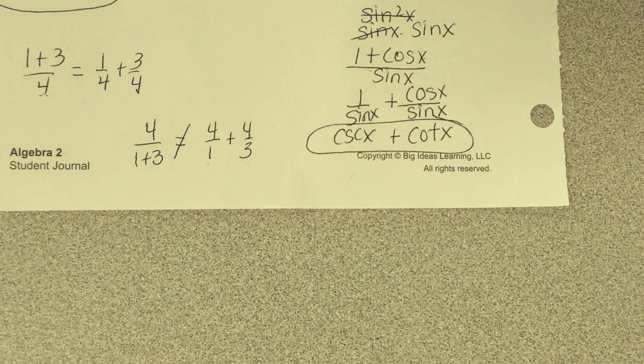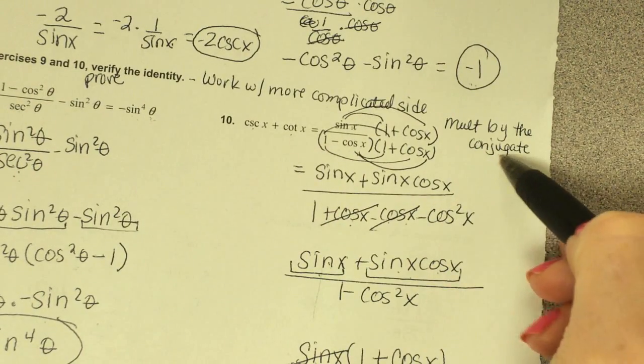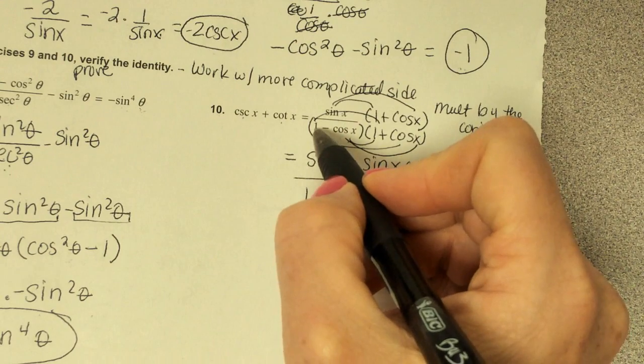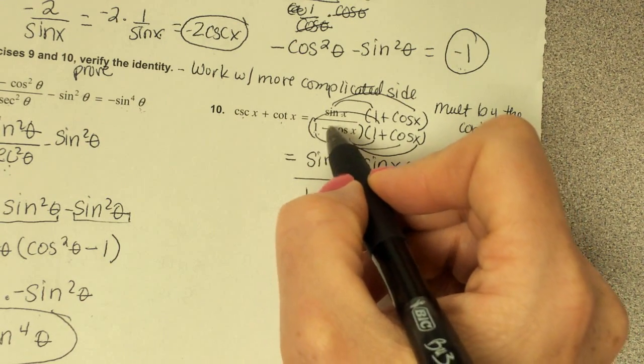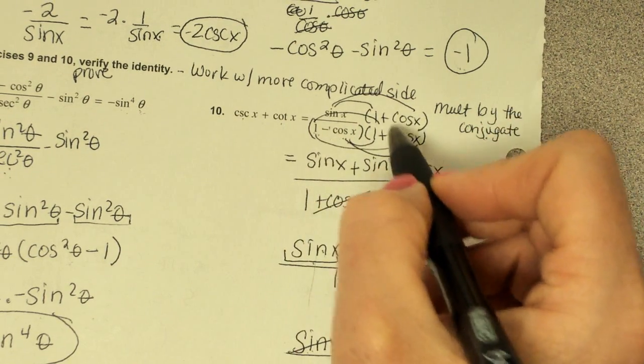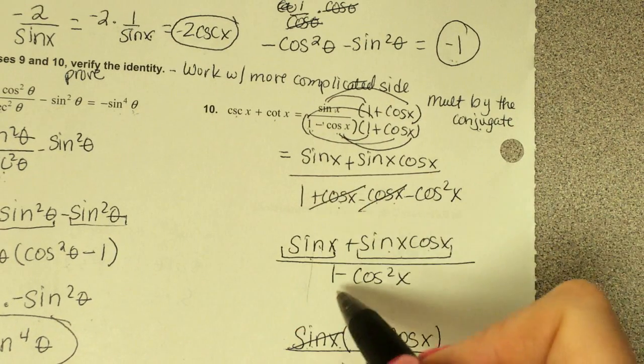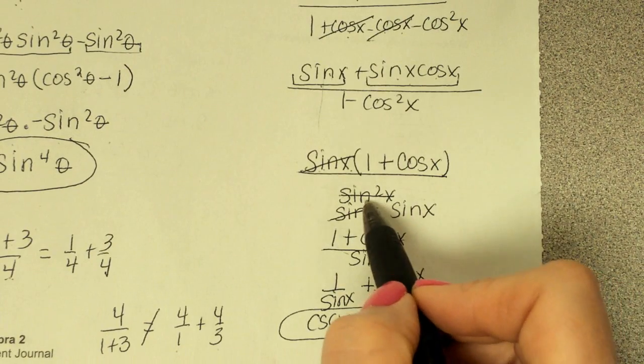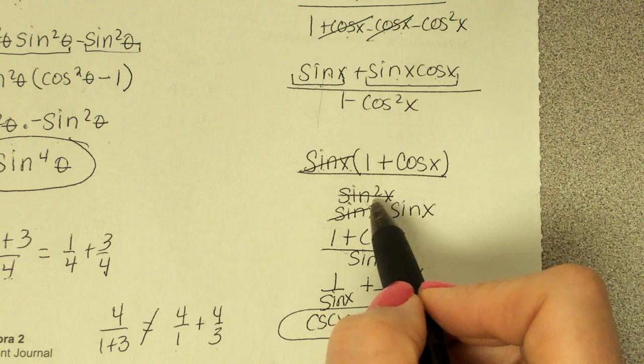This is something you've just got to practice, and you've got to be looking back to what you're trying to get. This is a big clue, though. Whenever I have like 1 plus sine x or 1 minus sine x, I want to multiply by that conjugate, because what's going to happen is it's going to simplify down to something that's going to be helpful. All right?